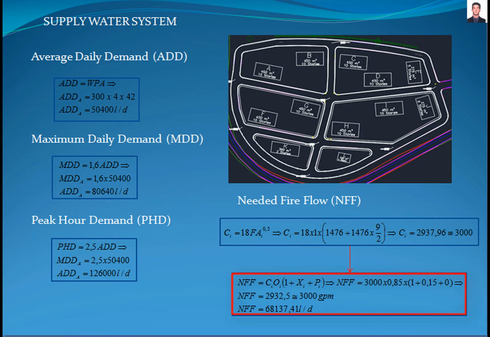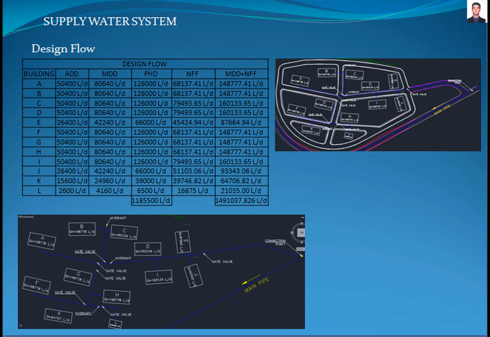68,137.41 liters per day. With the basic flows calculated, we proceed to determine the design flow of the system based on the peak hourly demand, or the maximum daily demand plus the fire flow demand, whichever is greater, in accordance with the American Water Works Association M31 standard. In this table are the final results, and we can observe that the design flow is the maximum daily demand plus the needed fire flow.